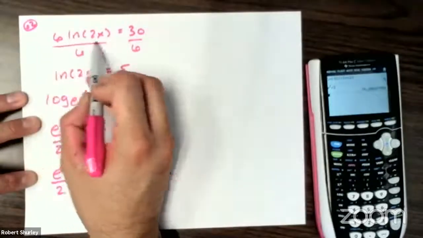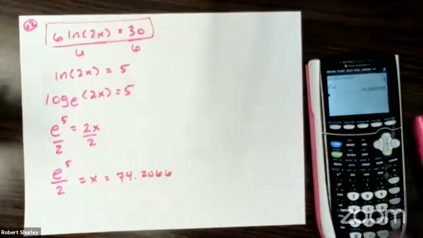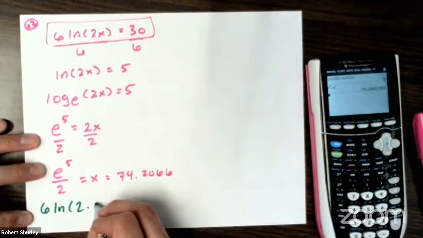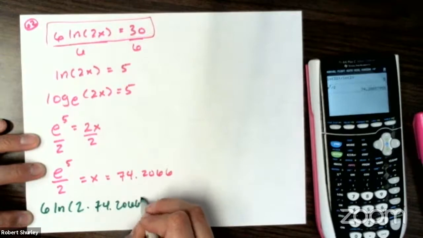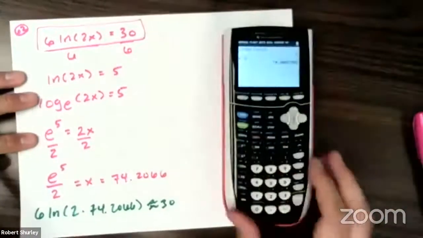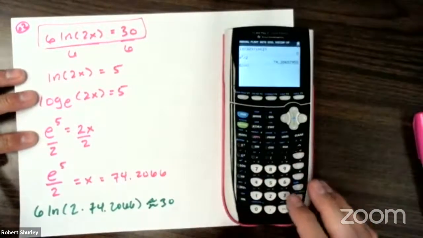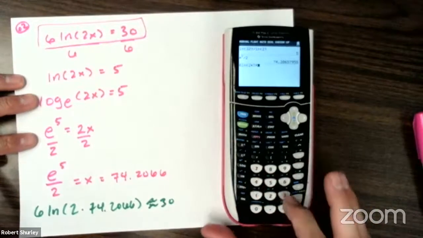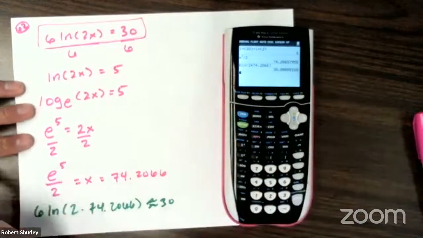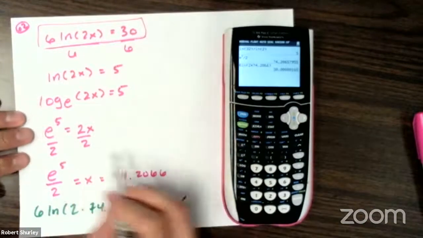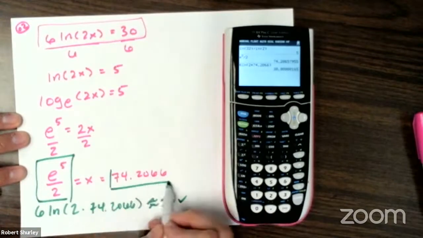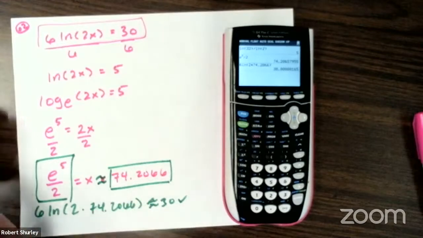And I'm going to check it. Remember, this was the original equation here, so I'll use another color just to show. I'm going to say 6 ln 2 times this answer. I'm going to show that it should be really close to 30. So 6 ln 2 times 74.2066. Oh yeah, 30.000. That's really close to 30. So that means this would be the exact answer, and this would be the approximate answer, right?